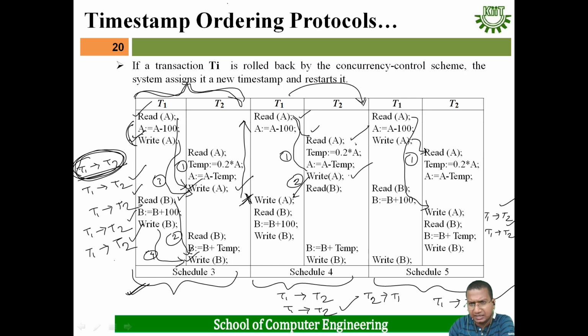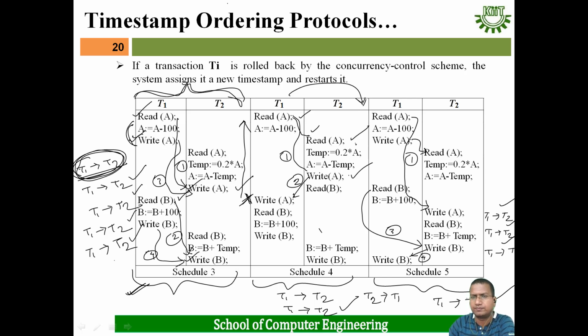Then read B to write B. This is also a conflicting operation, the third conflicting operation, but the order is from T1 to T2. That's why it will not create a problem. Then write B to write B, the fourth one.